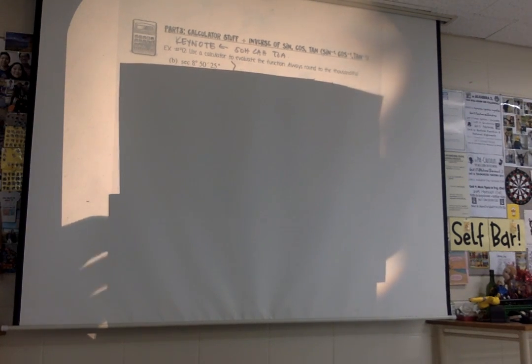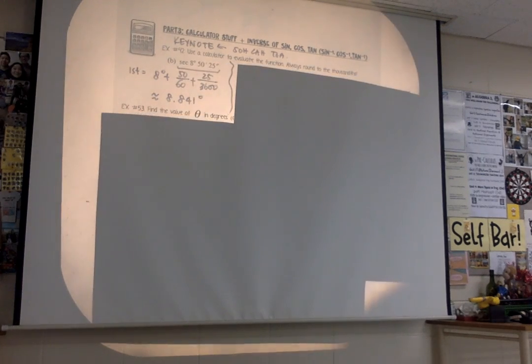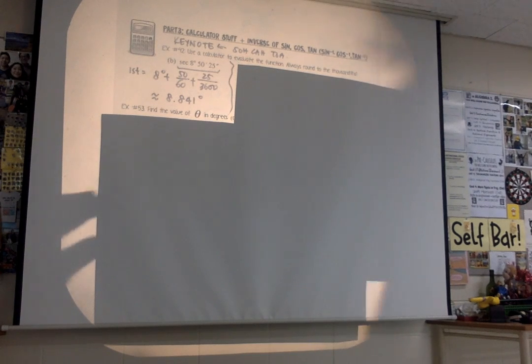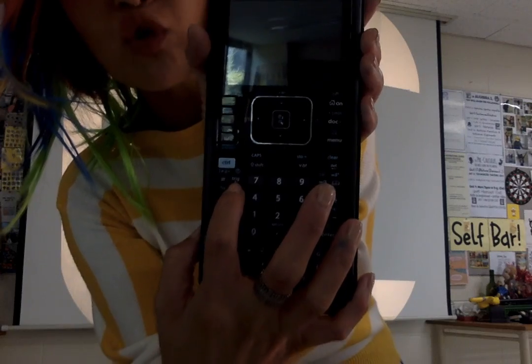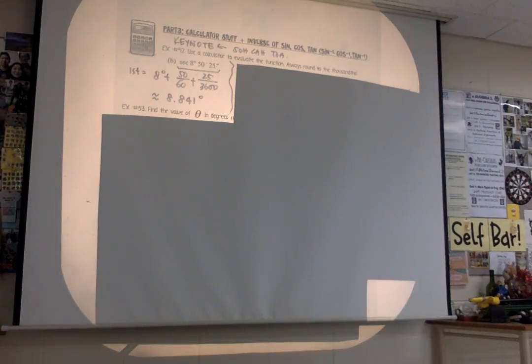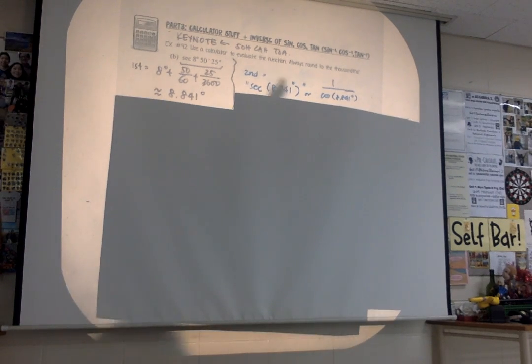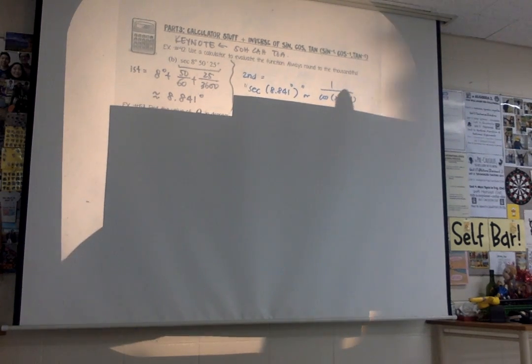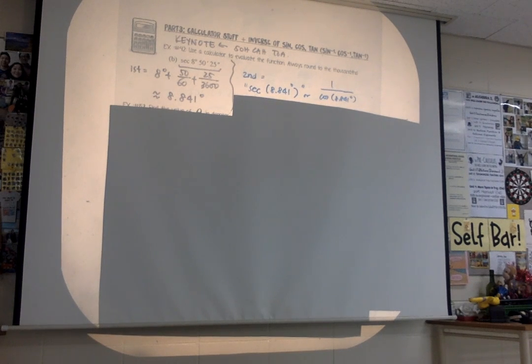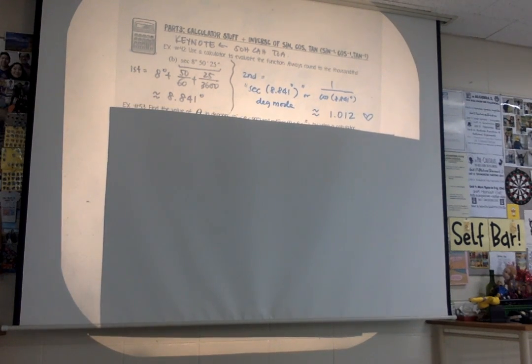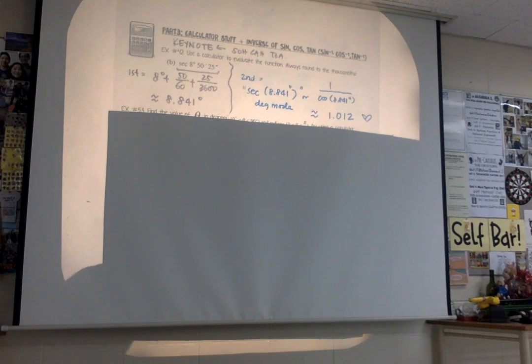Here's what I did for the first step. Your first step should have been 8 degrees plus 50 over 60 minutes and 25 over 3600 seconds, and you should have gotten 8.841 degrees. Once you do that, second step, ready? On your calculator, under the control button, there is a trig button. If you press that, all the magic comes alive. Put in exactly what you see here: secant of 8.841 degrees, or you can put 1 over cosine 8.841 degrees. Both would work, and you should have gotten something like 1.012. Make sure you're in the right mode, degree mode, okay?